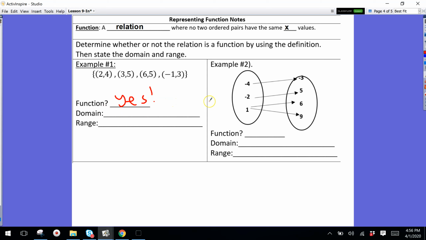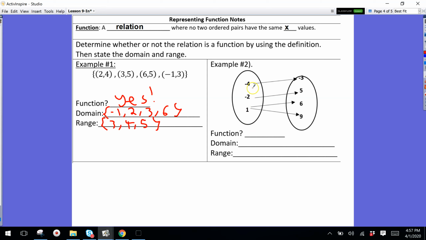Now let's go ahead and list the domain and range for this. So domain is my x's. We're going to list those in order. First, I'm going to put in -1, then 2, then 3, and then 6. And then my range is my y's. Again, we're going to put that in order. So the smallest number I have here is 3, and then 4, and then 5. And yes, your range does repeat, but that's okay. That just means if you plug in 3, you can get 5, and if you plug in 6, you can get 5. That's okay.